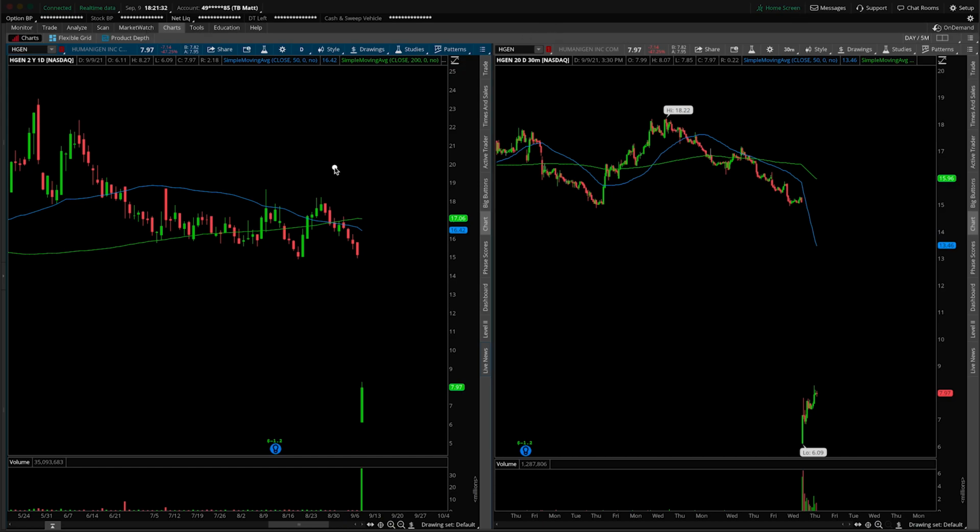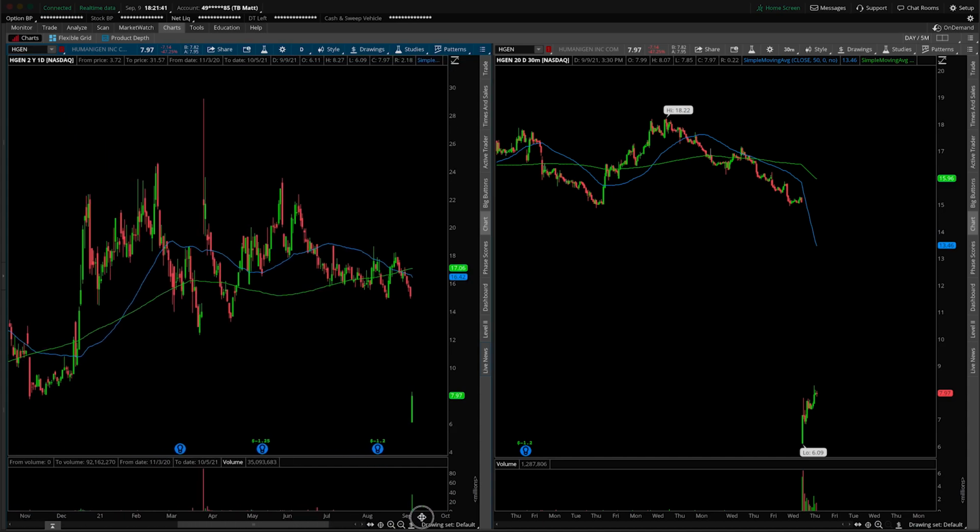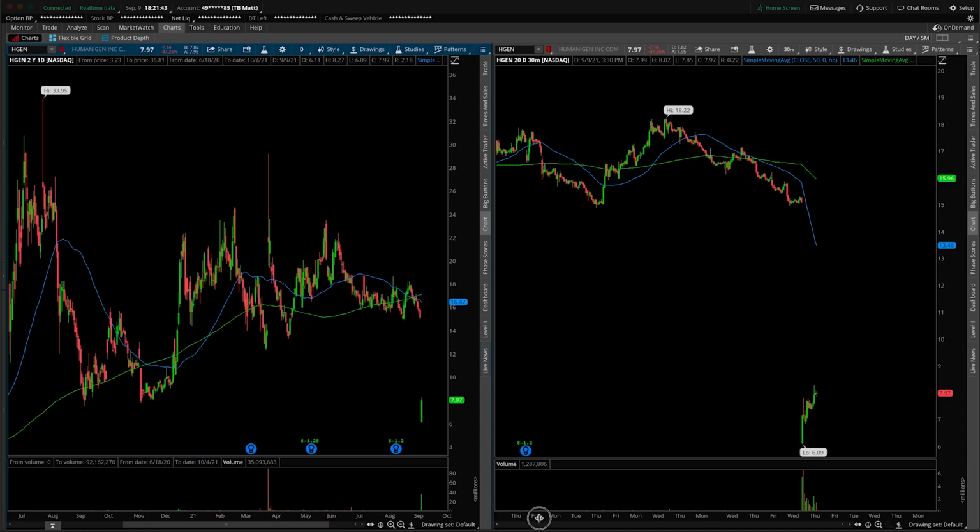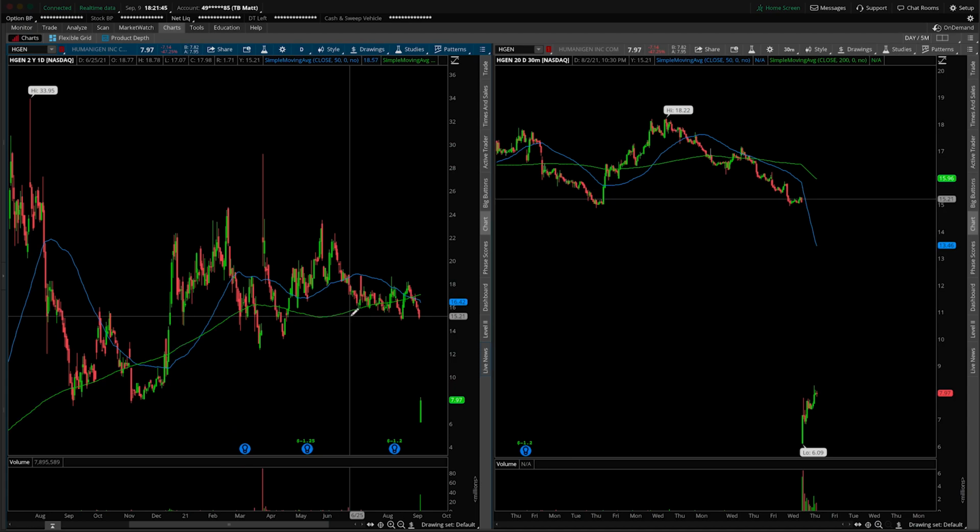On the left-hand side, we are looking at the daily time frame, and on the right-hand side, the 30-minute intraday time frame. Because this chart is new to our channel, we're going to start by mapping out obvious areas of support and resistance from the daily perspective, then we'll jump down into the 30-minute and talk more nuance.